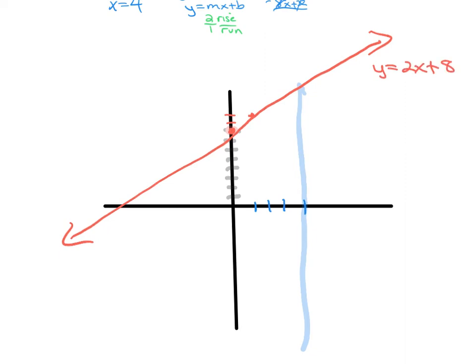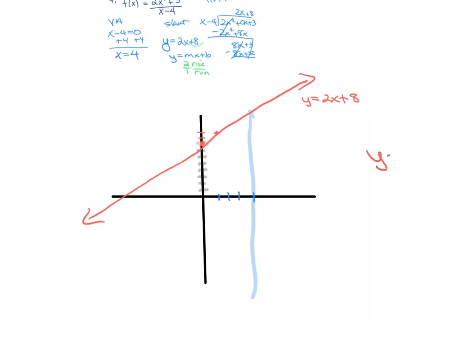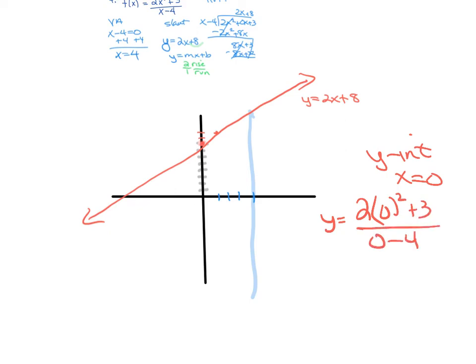I now need to find my x-intercept and my y-intercept by plugging in the zeros. So for the y-intercept, set x equal to 0. So 2 times 0 squared plus 3 over 0 minus 4. So I get 3 over negative 4. So my y-intercept is 0, negative 3/4. So let's say this is 1. So we'll say 3/4 is about here.